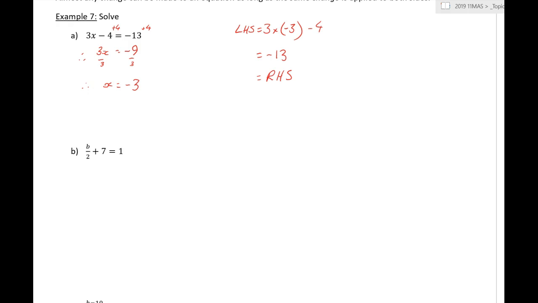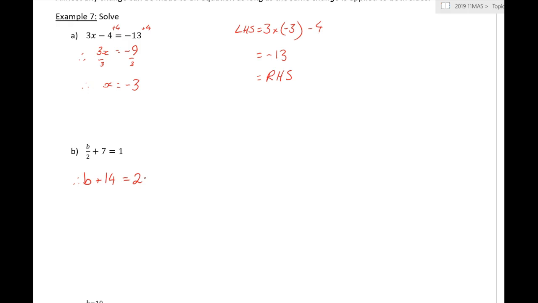So b over 2 times 2, that means half of b times 2, 2 halves is 1, I get b. Plus, now 2 lots of 7 is 14, equals 2. Okay, I have taken every term in that equation and doubled it. And that looks a bit more familiar now.